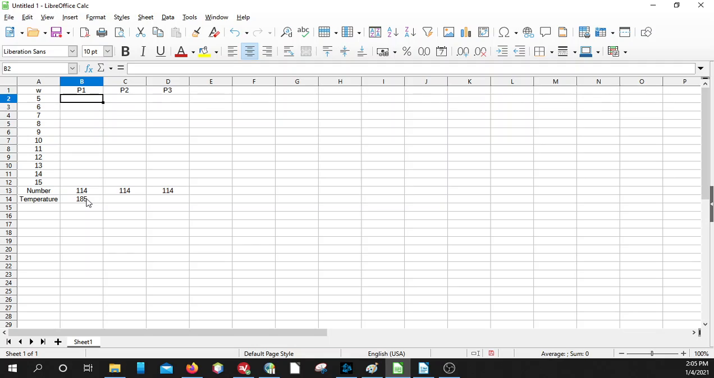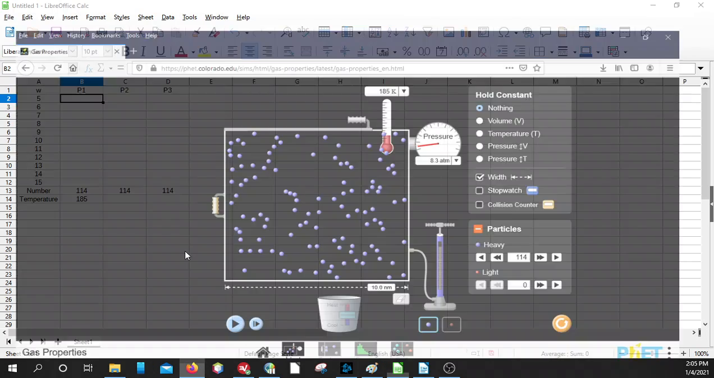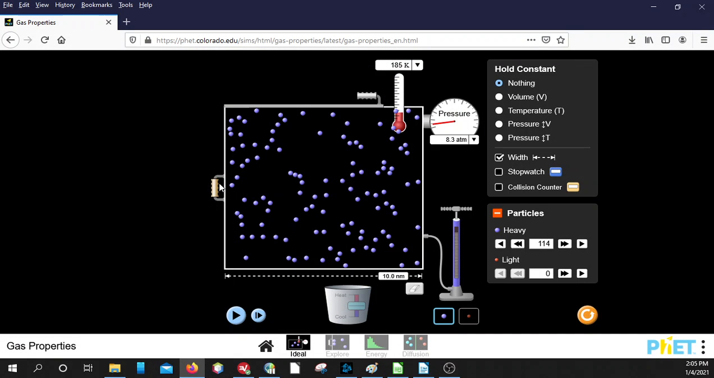The 5 to 15, and then the pressures. I'll write those down on paper, and then it'll be quicker to just switch over. So let's actually take some measurements. So we're going to start at 5.